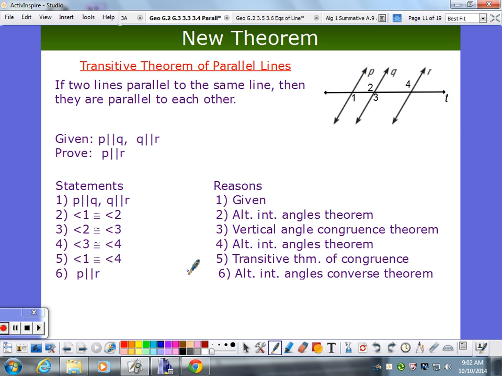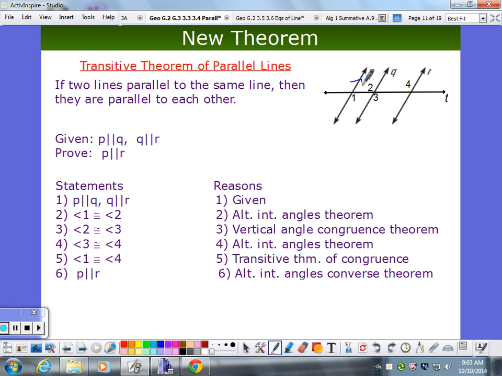Okay, here we go. So here's a new theorem. And again, these are not real complicated theorems. This one says that if two lines are parallel to the same line, then they're parallel to each other. It's kind of a transitivity of parallel, isn't it? So the transitive theorem of parallel lines.